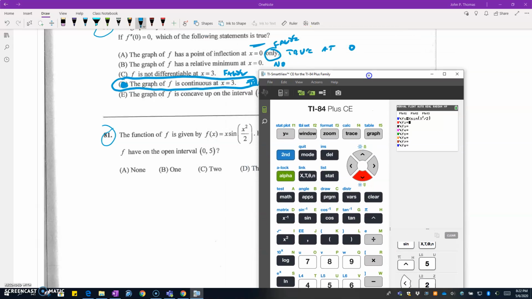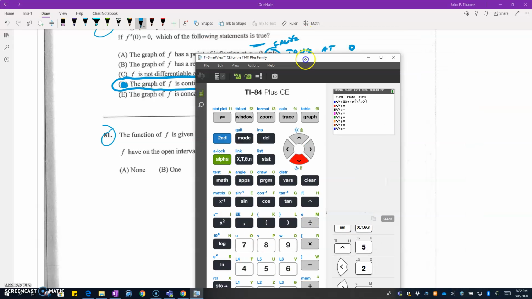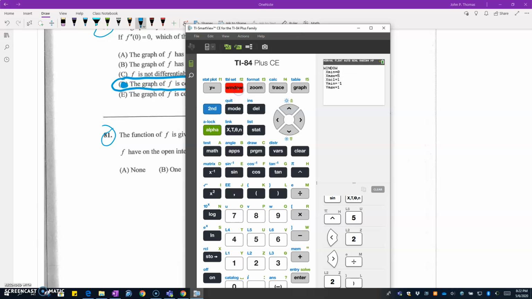And it said how many inflection points from 0 to 5. So I'm going to start with window. I'm going to go from 0 to 5. All right, it's x times sine x. So really, sine is between negative 1 and 1. So the max and min would have to be between negative 5 and 5, because that's the biggest number we'd be multiplying that by. All right, so I'm going to go ahead and hit graph.